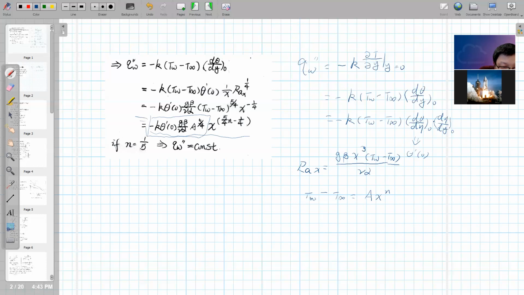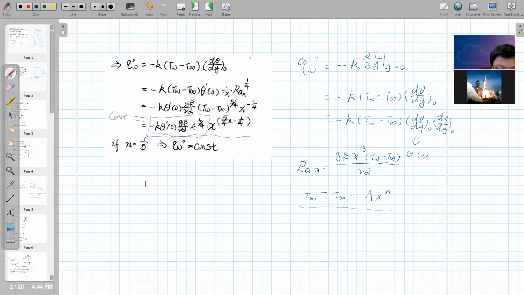Okay, all these terms are constant. If we assume this wall has a variable temperature following a power law with exponent n, the heat flux along the wall will change with x to the power of (5n minus 1)/4. One special case is when n equals 1/5. What does that mean?